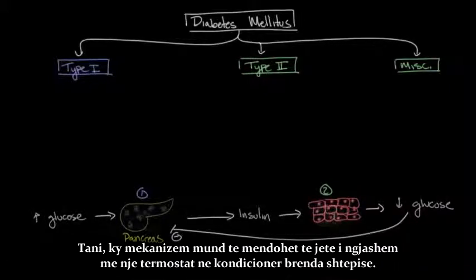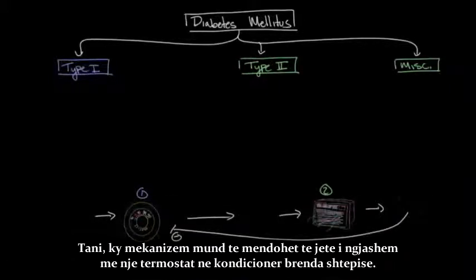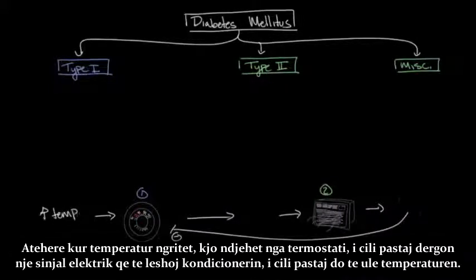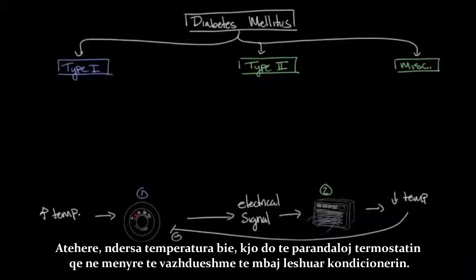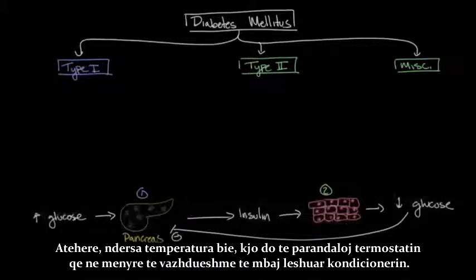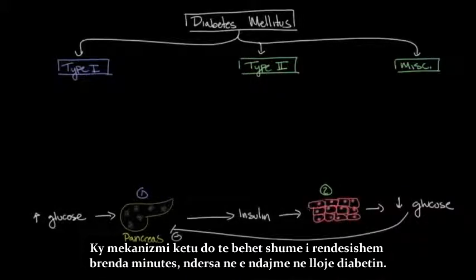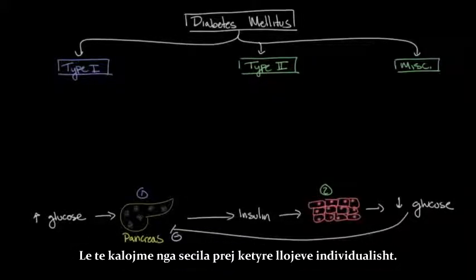Now, this mechanism can be thought of as similar to that of a thermostat and an air conditioning within a home. When the temperature goes up, this is sensed by the thermostat, which then sends an electrical signal to turn on the air conditioner, which will then decrease the temperature. And as the temperature goes down, this will inhibit the thermostat from continuously keeping the air conditioner on. And this mechanism here is going to become very important in just a minute as we differentiate the different types of diabetes mellitus. So let's go through each of these types individually.